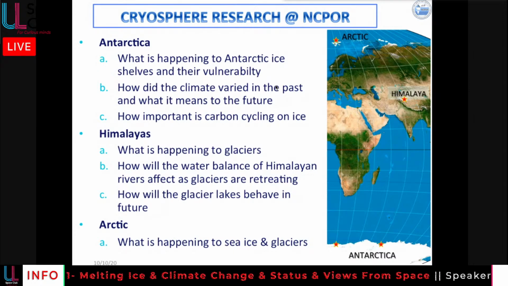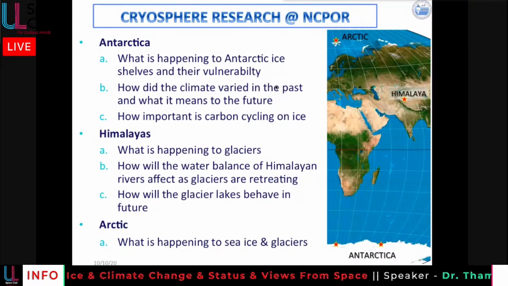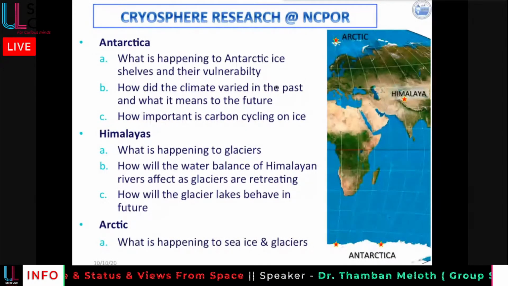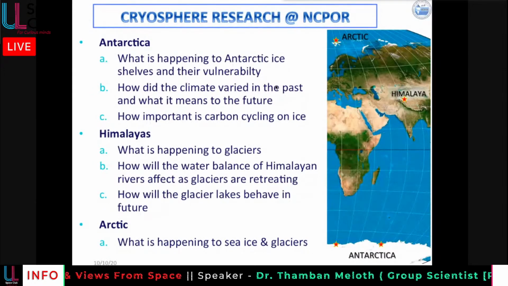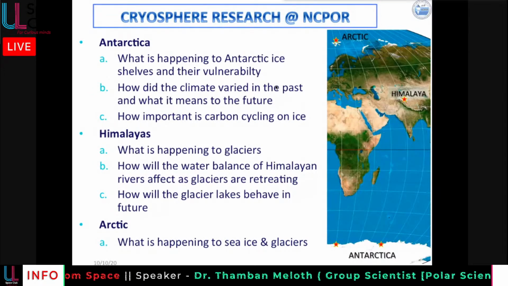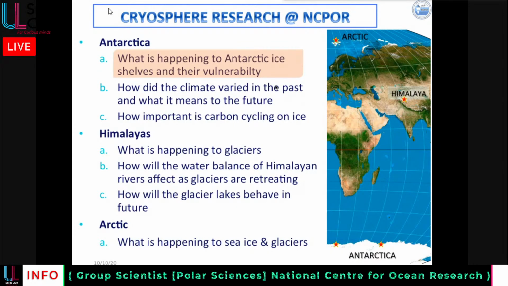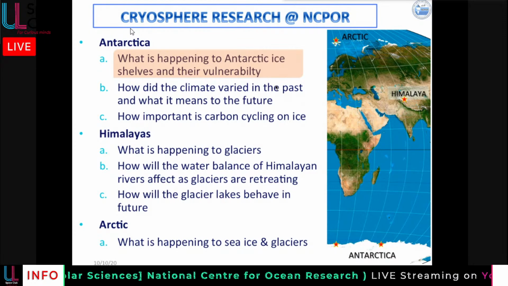So parallel to such possibilities using the large-scale picture from space techniques, you also should be able to take measurements on the land. I'm going to show one such project which we took up. We want to understand what is happening to the Antarctic ice shelf and its vulnerability. I'll just give a video of that, of the project which we carried out.